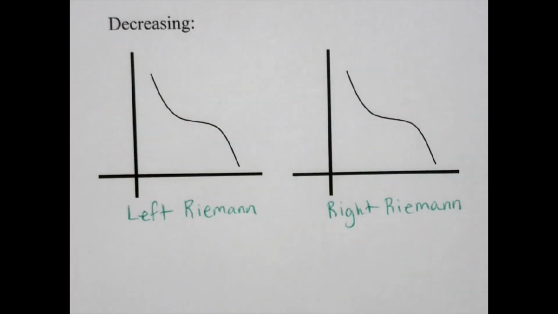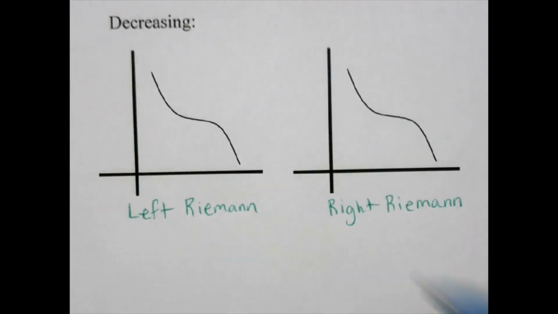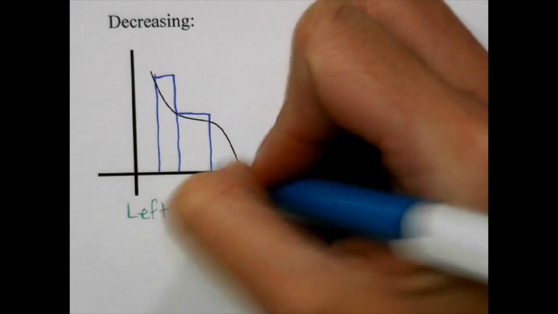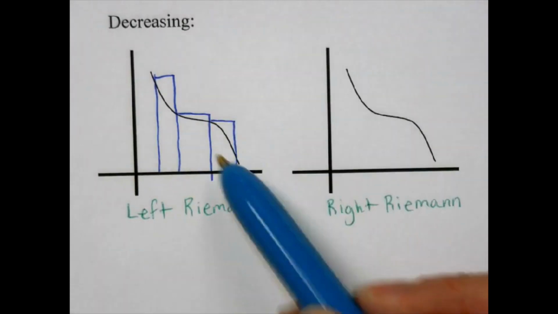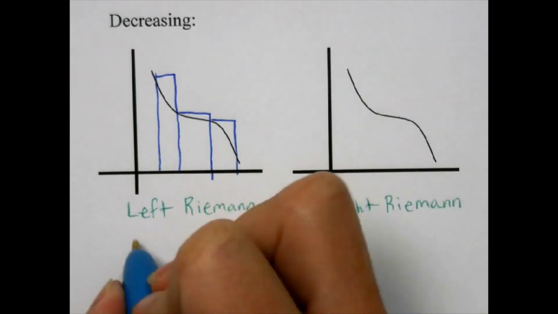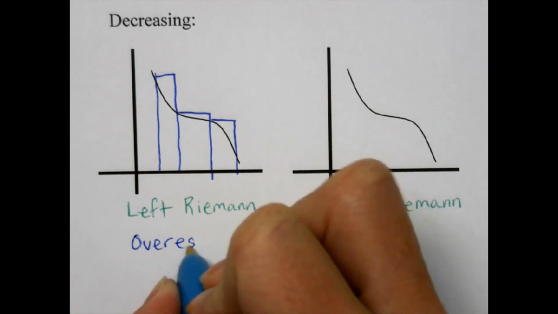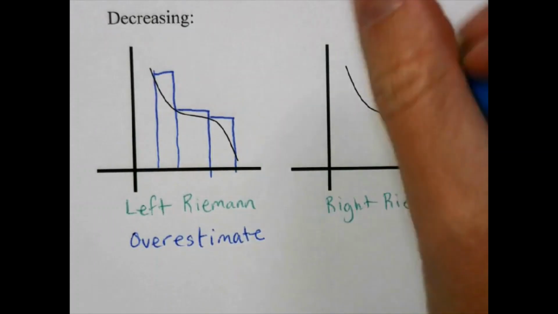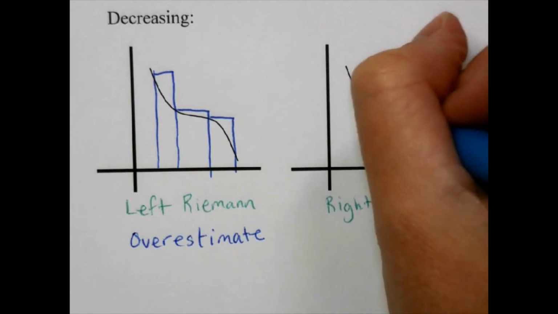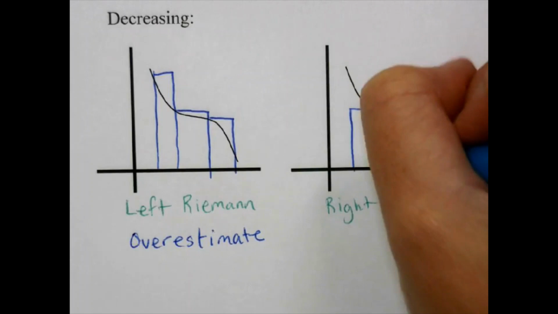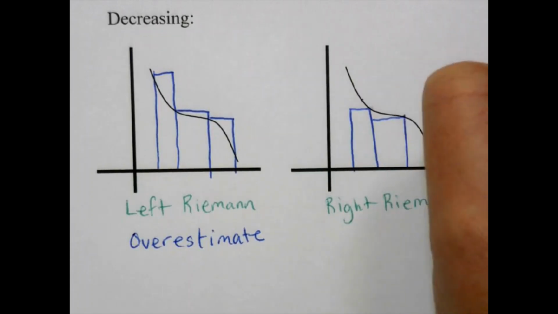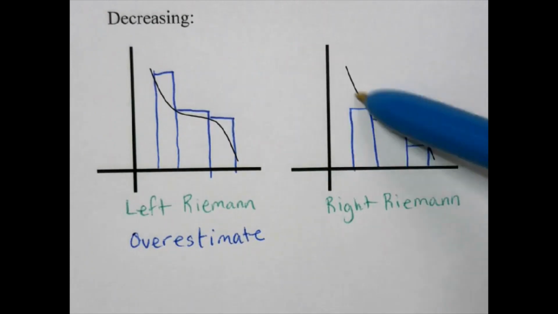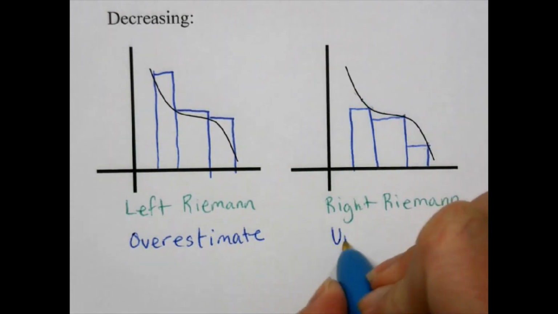That will change if we're talking about a decreasing function. So a left Riemann sum would look something like this. Now we have extra area, so this will be an overestimate. Versus if we joined our points at the right, pretty clearly we're not including all of that area, so that would be an underestimate.